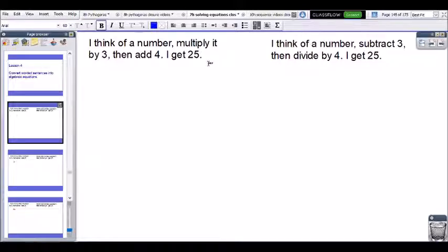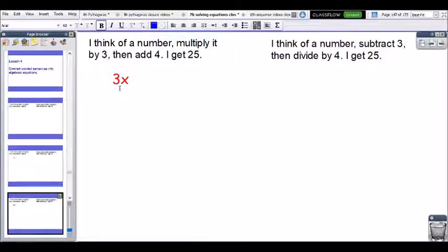Well, let's think about what we said in lessons before Easter. So, if we don't know what a number is yet, let's call it x. If I've multiplied it by 3, or 3 lots of x, I would call it 3x. And then I add 4, so 3x add 4 would look like this. And if I get 25, so if the answer is 25, we're going to write an equal sign, we're going to say 3x plus 4 equals 25.